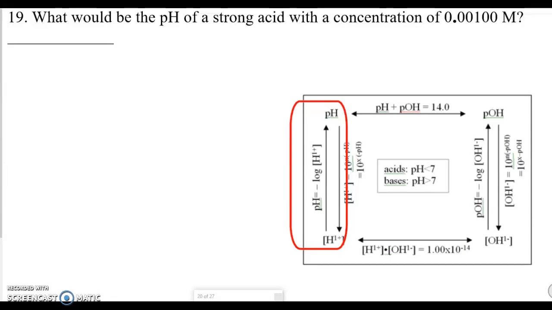We're going to do the second part of the 55s homework. We're on question number 19. And this time they give us a hydrogen ion concentration that's like this.